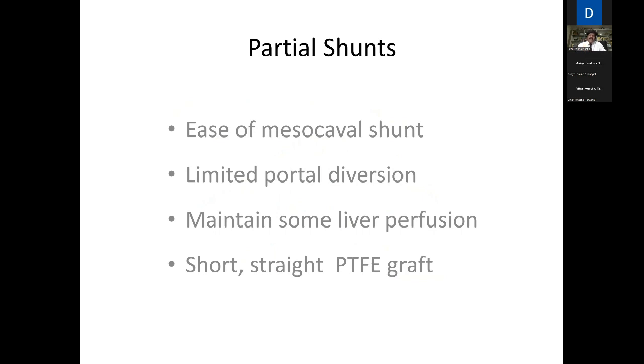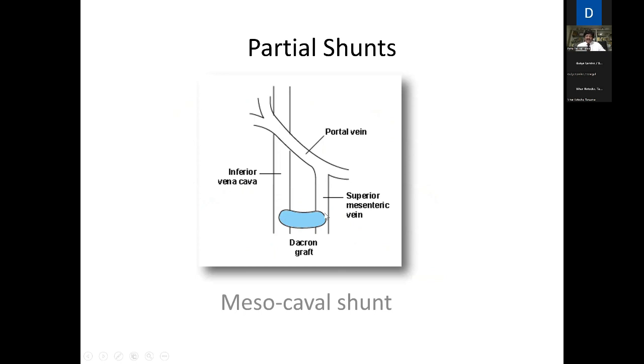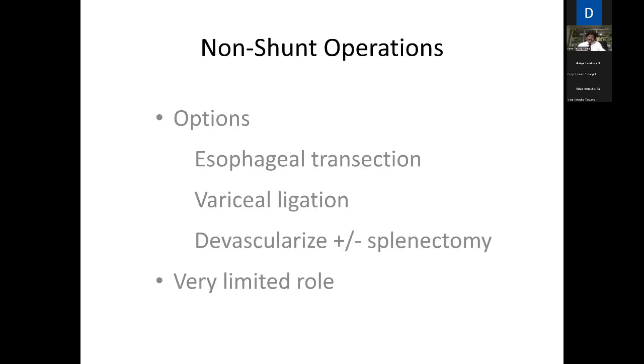Then there are partial shunts. There are shunts like the mesocaval shunt, which have limited portal diversion and they maintain some liver perfusion. These are short, straight PTFE grafts. This is what is called a mesocaval shunt, where the superior mesenteric vein and inferior vena cava are connected with a Gore-Tex graft or a Dacron graft. These grafts, for some reason, because it's a low pressure system, very quickly thrombose and the patient may develop varices again.